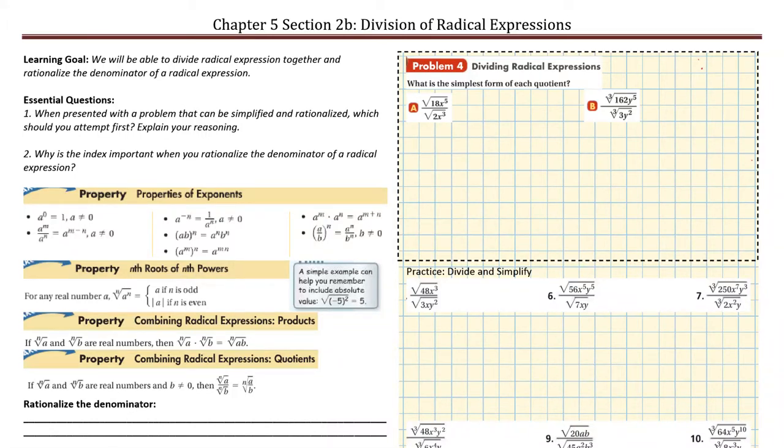So what we're going to do today is divide radical expressions. The first thing that we're going to do is divide simple radical expressions. Now, radical expressions behave the same way as multiplying radical expressions, especially when dealing with the exponents.